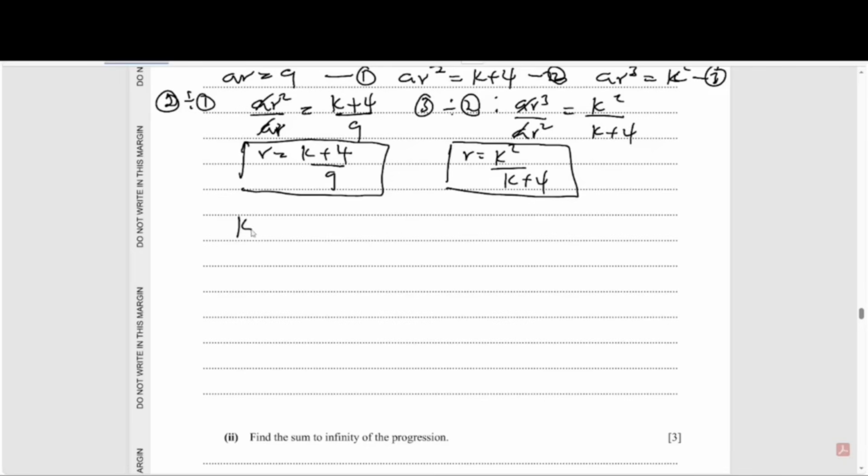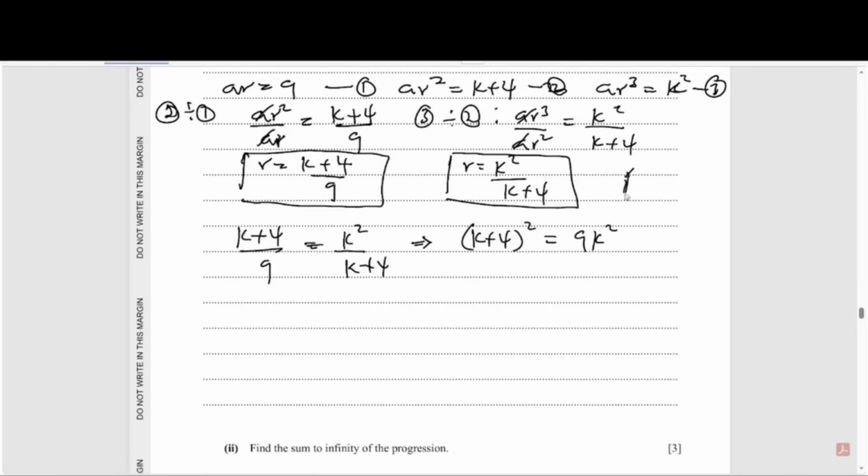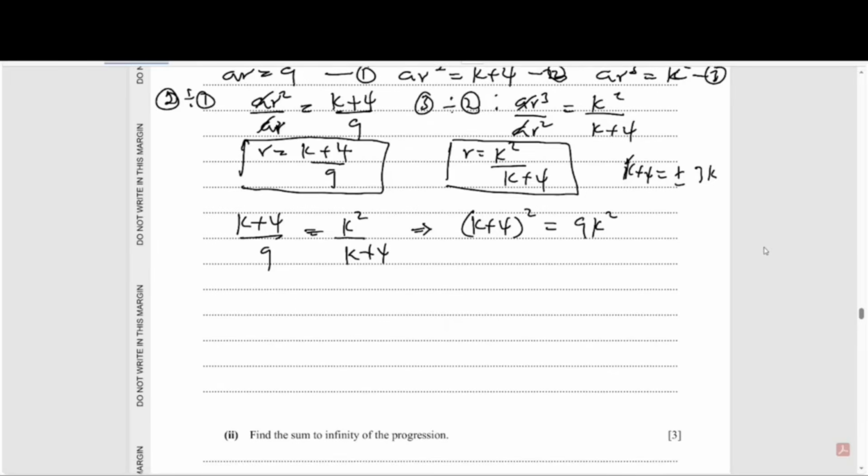That means that k plus 4 over 9 is equal to k squared over k plus 4. So we cross multiply and then find our k. We have k plus 4 all squared is equal to 9k squared. At this point, you can decide to take the square root of both sides. The left hand side is going to be k plus 4, and the right hand side is going to be plus or minus 3k. Then you separate the plus and minus and solve them. You're going to get two values for k, but you pick only the negative one.